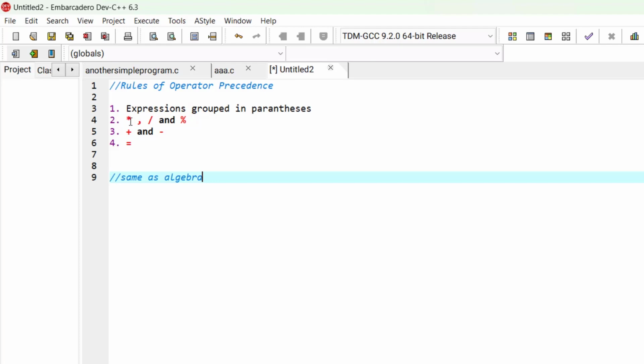Then multiplication, division and mode operators are evaluated second. And thirdly, addition and subtraction are evaluated. Finally, the assignment operator will be evaluated last. In the next episode, we are going to have an example of this one, and you will be able to understand this better.